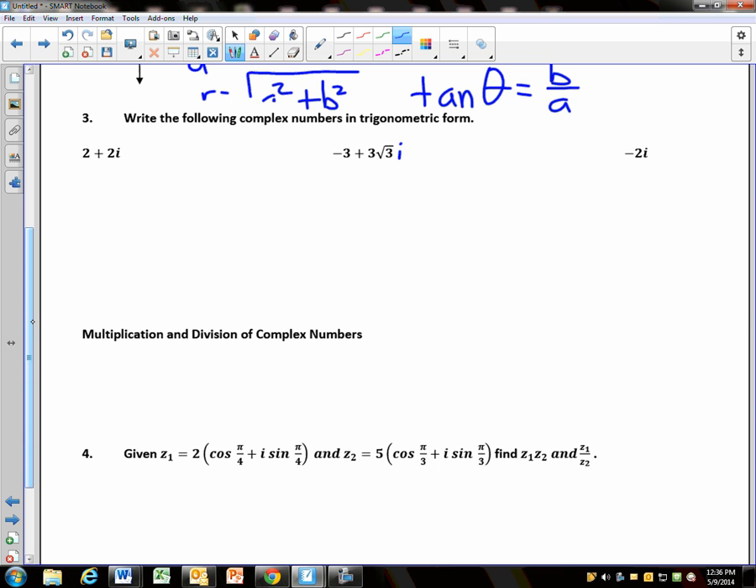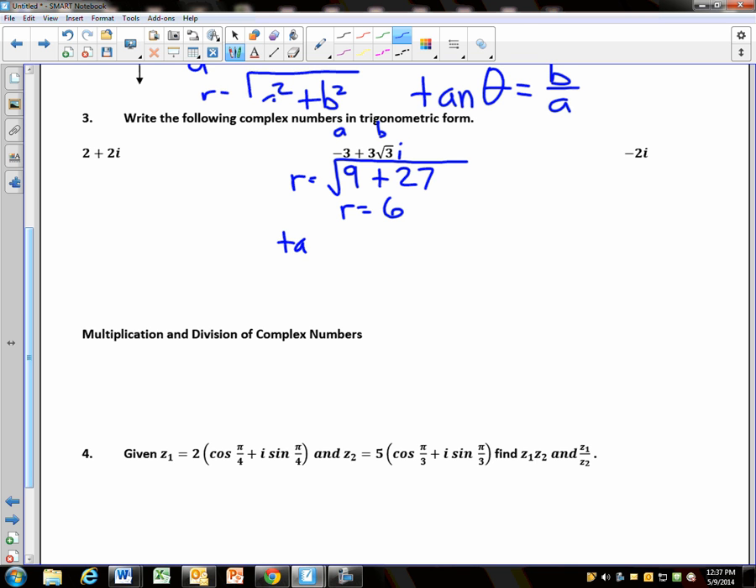What's your a value? b value? 3 roots of 3. So I have r equals the square root of a squared, which is 9, plus b squared. 3 times 3 is 9. What's the root of 3 times the root of 3? 3. So 3 times 9 is 27. So if you were to square 3 roots of 3, you get 27. 9 plus 27, and square root, 6. So I found my r. Now I just have to find theta.